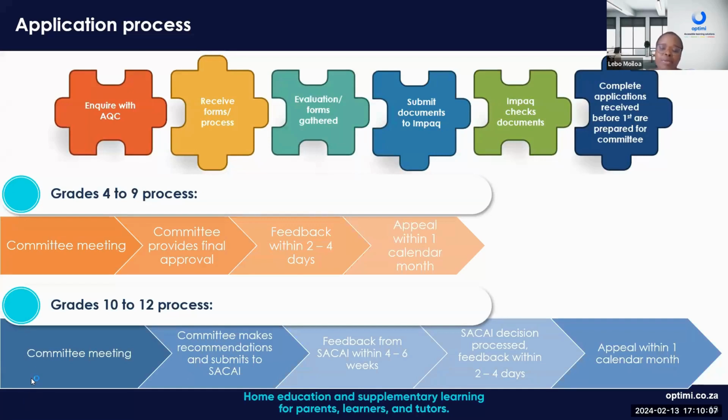And then in FET, the process is slightly different. Once the Impaq committee meeting has sat, we send these applications to Sakai, where their committee meeting also deliberates on these applications. This process takes a bit longer as Sakai has the final decision. It takes around 4 to 6 weeks. Once we then get feedback from Sakai, we will then send you the feedback. And again, once you've received the feedback, you can then appeal within 1 calendar month.